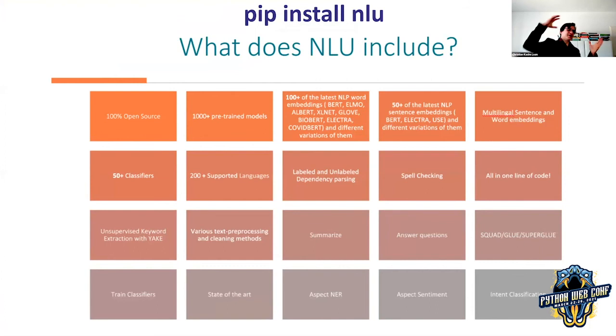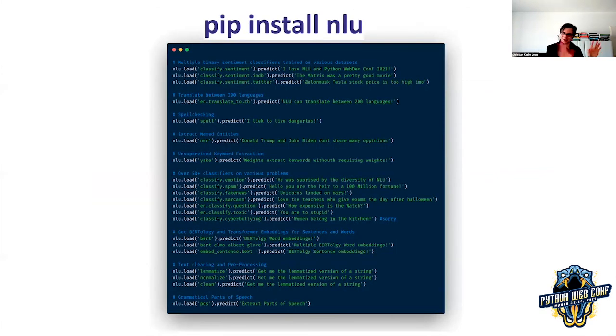Keyword extraction, a lot of text processing like text cleaning, lemmatization, or stemming. You have summarization, answer different types of questions, all the SQuAD and GLUE and SuperGLUE problems. You can train classifiers for various problems, and they all achieve the highest accuracies with these embeddings you use. You can crack any state of the art easily in most data sets. You have aspect NER and aspect sentiment NER and even intent classification, which we also didn't cover, but you can check it out.